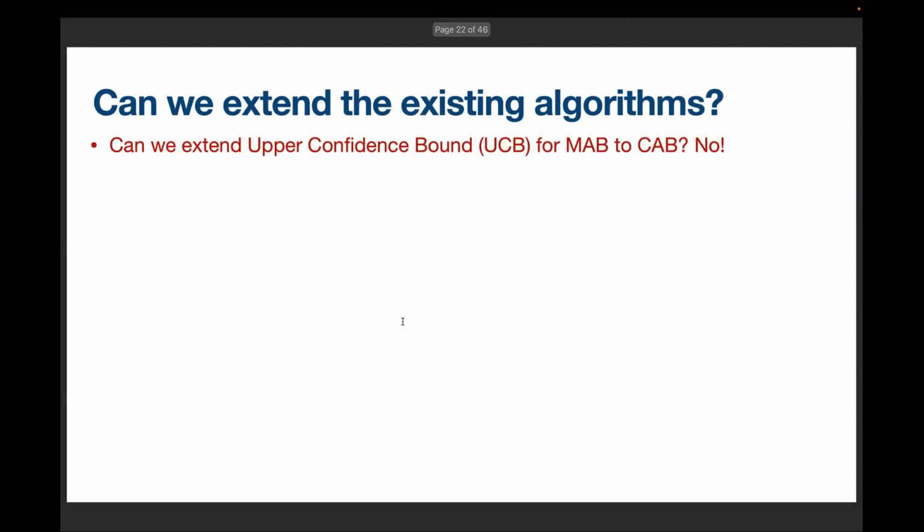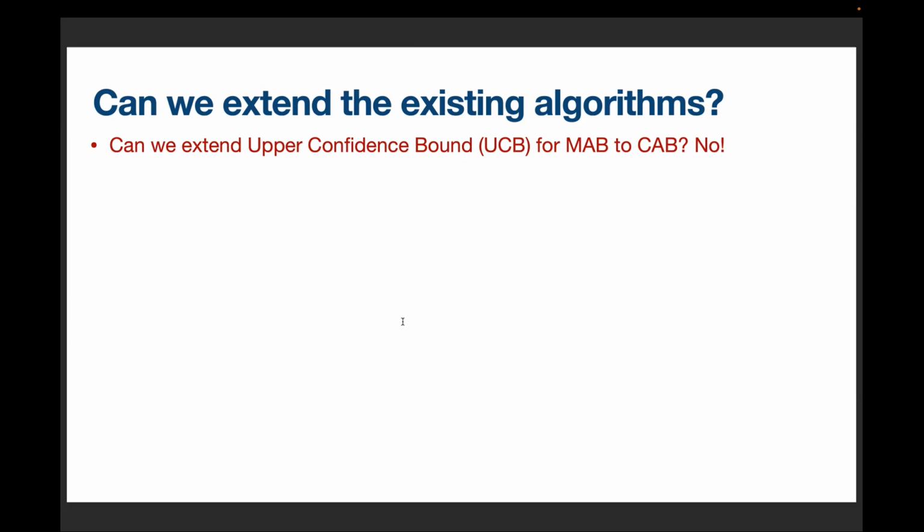Now, one natural question is, can we extend the existing algorithms for the multi-arm bandit setting to this new setting of countable arm bandit, or CAB? The first algorithm that comes to mind is UCB, and the answer is no in general. You can extend it for k being 2, but beyond that, one cannot simply extend UCB for the multi-arm bandit setting to this new setting of CAB.